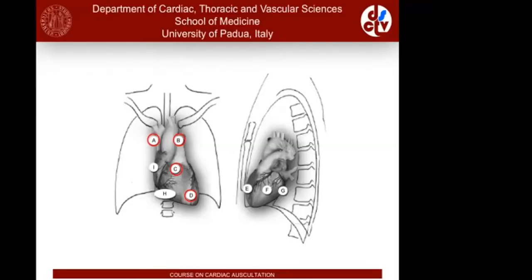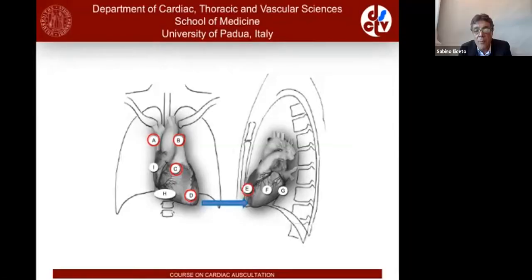To E, F, and G, that are the anterior, middle, and posterior axillary area, where if the murmur is progressively heard and irradiated, it means that there is the possibility of important left atrial enlargement.